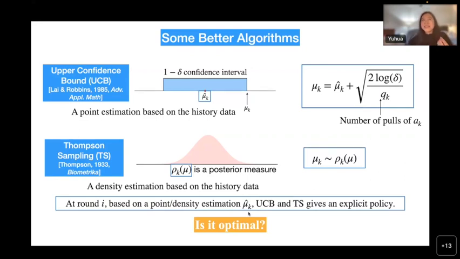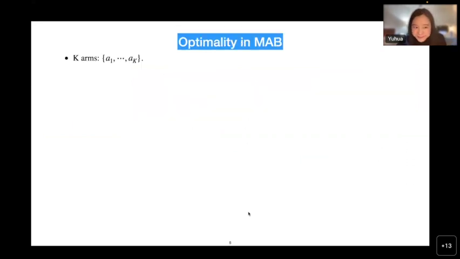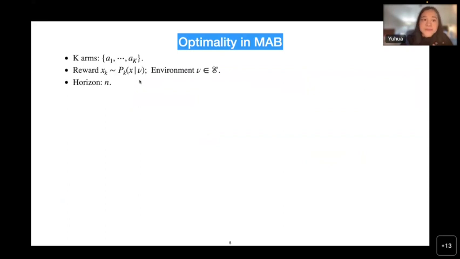Before we answer this question, let's first define what optimality is in the multi-armed bandit problem. The general setting is the following. We have k arms, and each arm's reward follows a probability density function that is determined by the environment nu, which is usually unknown to us. And we have n total pulls, which we call the horizon n.